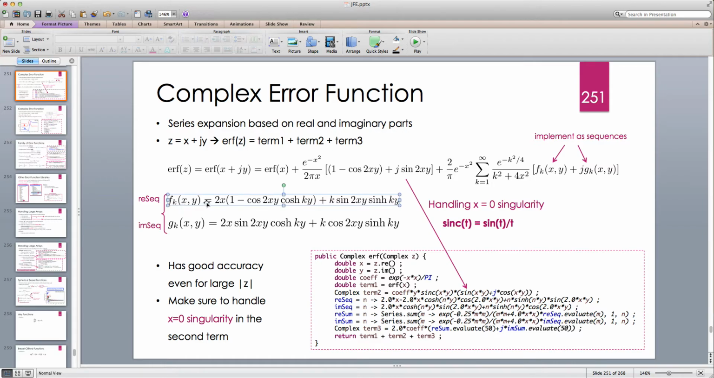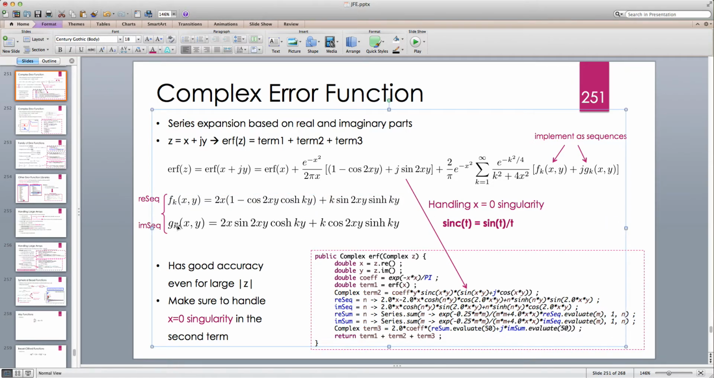So f sub k is 2x, 1 minus cosine of 2xy, times cosh, the hyperbolic cosine of ky, plus k times sine of 2xy sinh of ky. The imaginary sequence, g sub k, is 2x sine of 2xy cosh ky plus k cosine of 2xy sinh of ky. And this has very good accuracy even for large z.